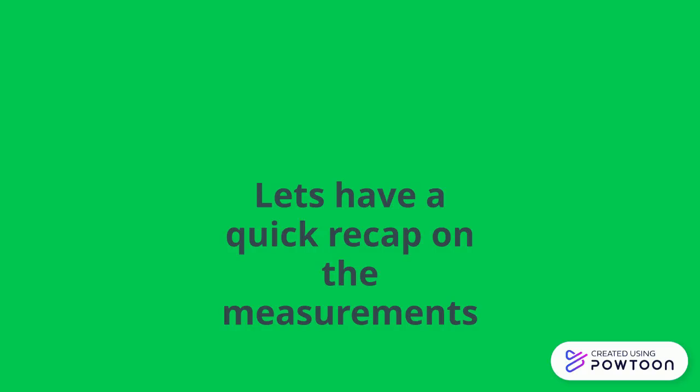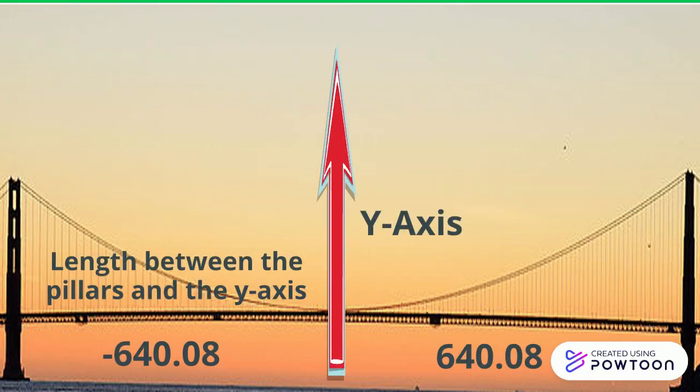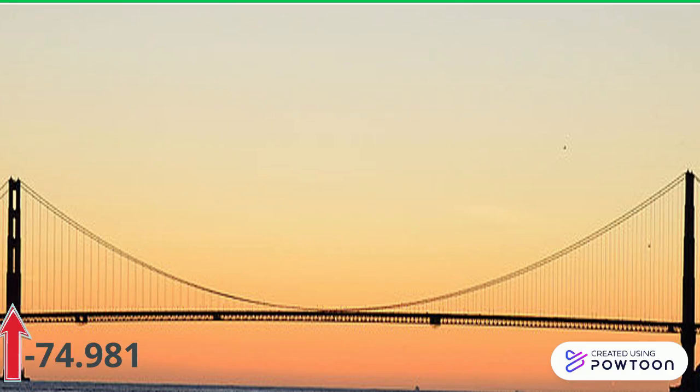Let's have a quick recap on the measurements. We found that the height of the bridge pillars are 227.381 meters and the length of the x-axis is 1280.16 meters. With the y-axis in the center, both towers are 640.08 meters away from the y-axis. We found the height of the towers to be 152.4 meters. We got this by subtracting the distance between the water and the bridge.